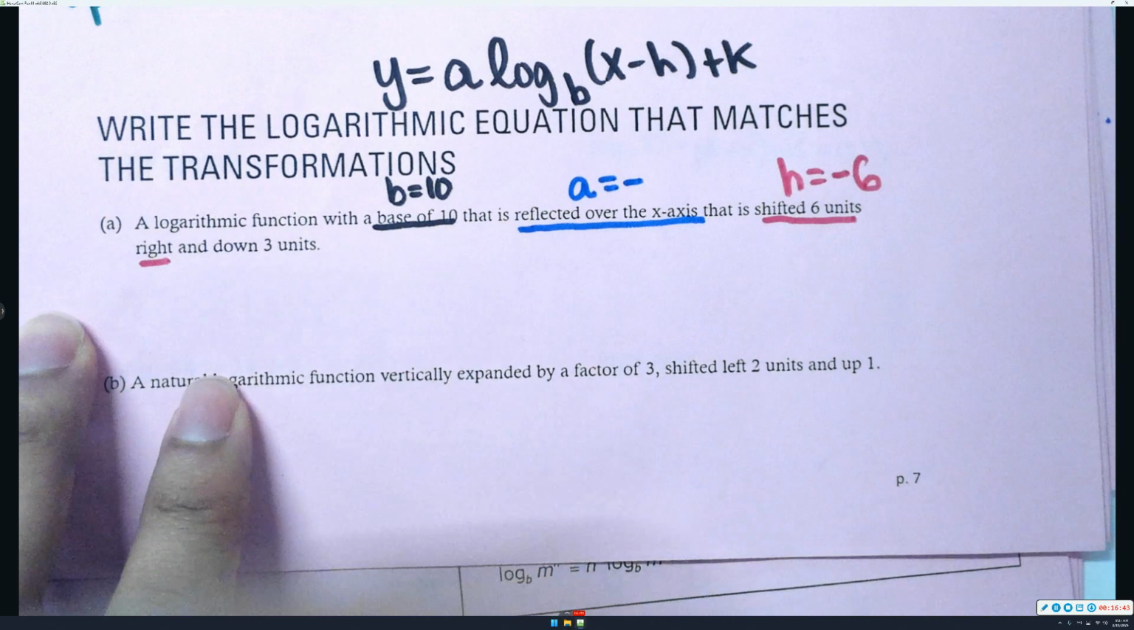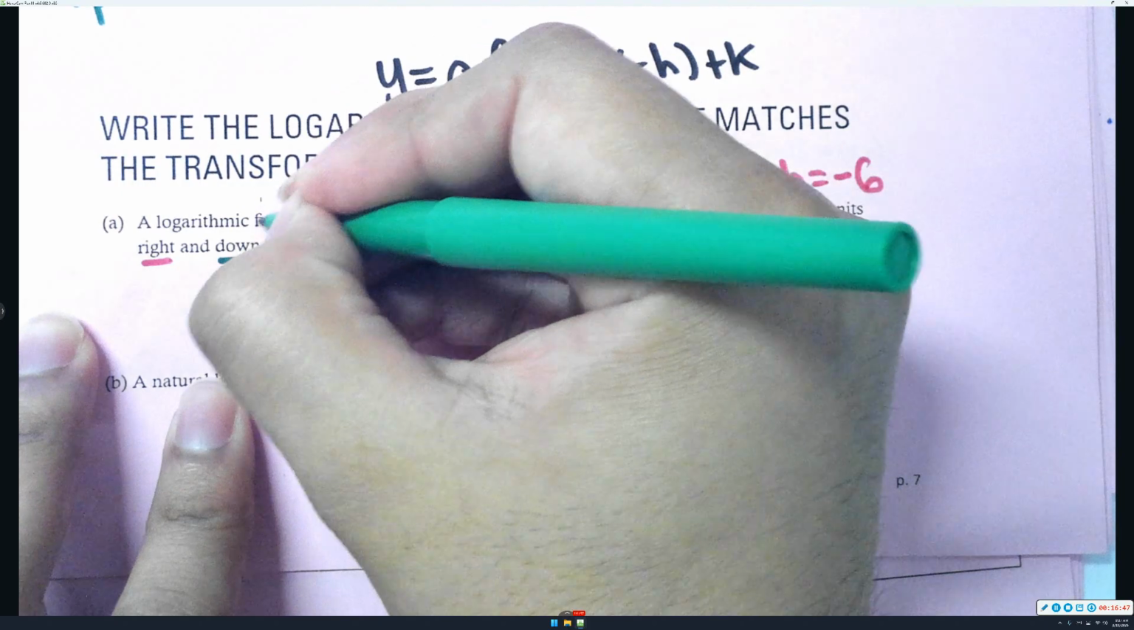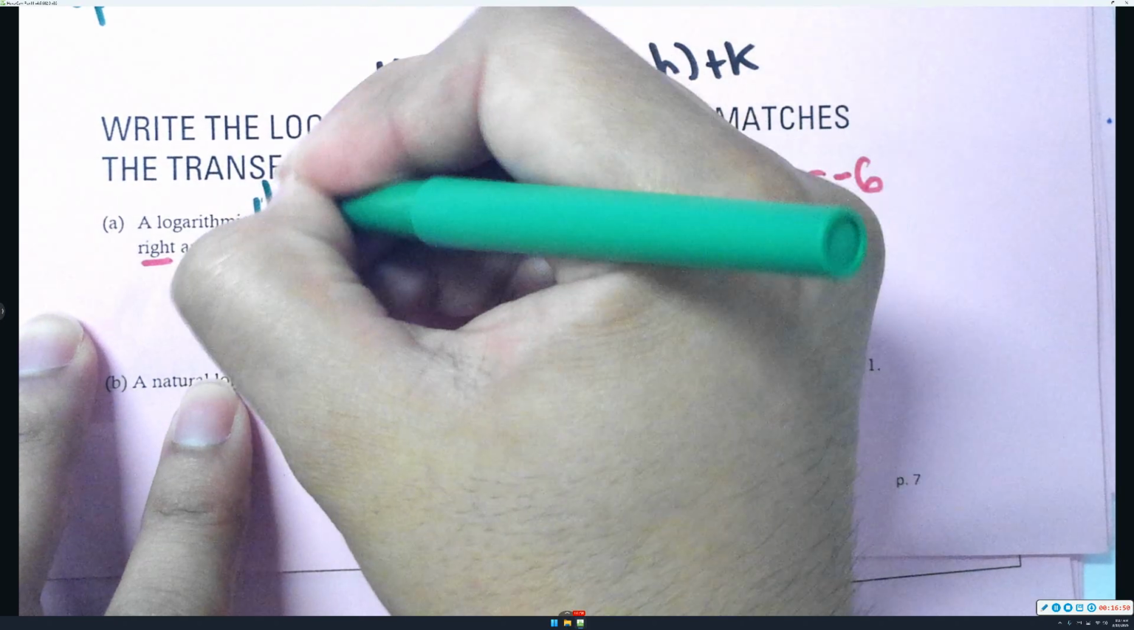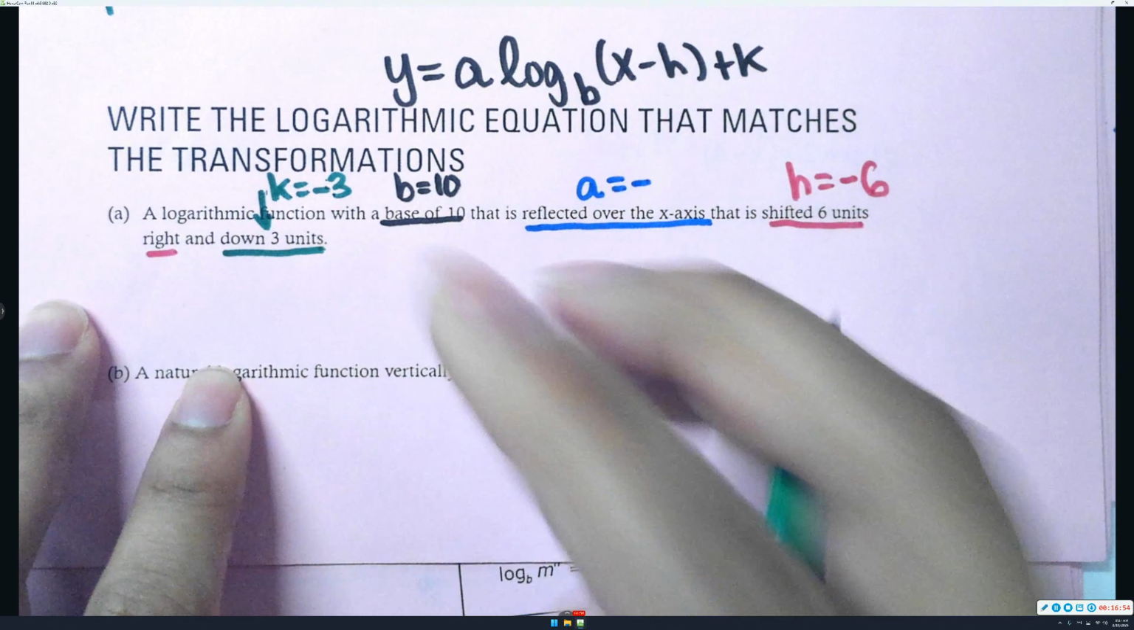Then it says down 3 units. This is going to be for my k value, okay? And it's going to be what? k equals negative 3 because it's going to go down by 3.